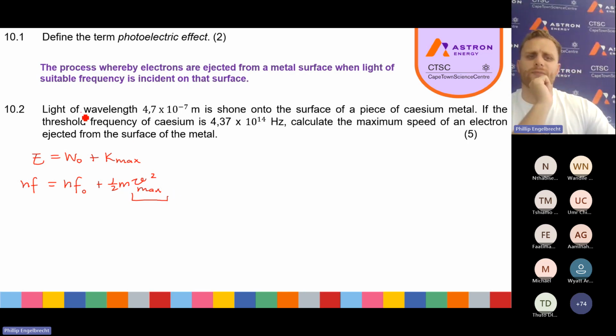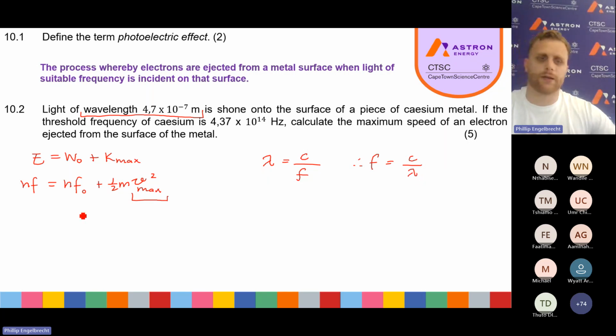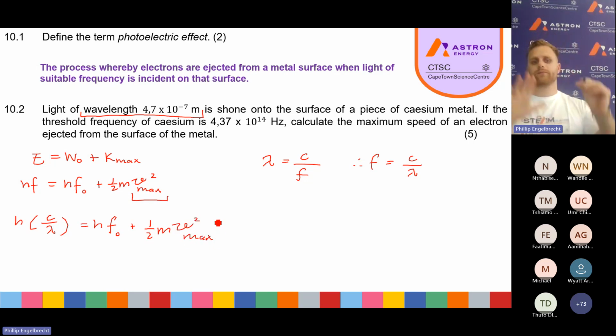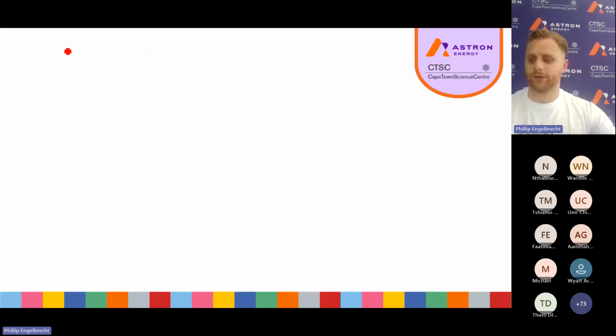Now, here's the thing. They gave me the wavelength of light, right? So we know that lambda is equal to the velocity of light, which is c, divided by the frequency. And therefore, the frequency is equal to the speed of light divided by lambda. Okay? So this becomes h times c over lambda is equal to h times f0 plus 1 over 2 m v squared max. Okay? That's what I know. I just manipulated my equation to accommodate the wavelength of my light. So now I can substitute it.